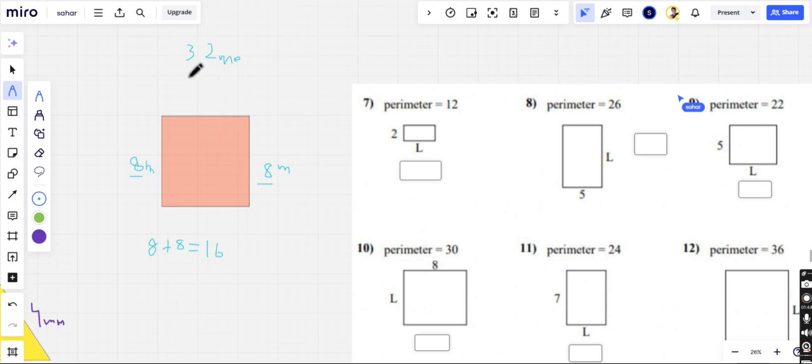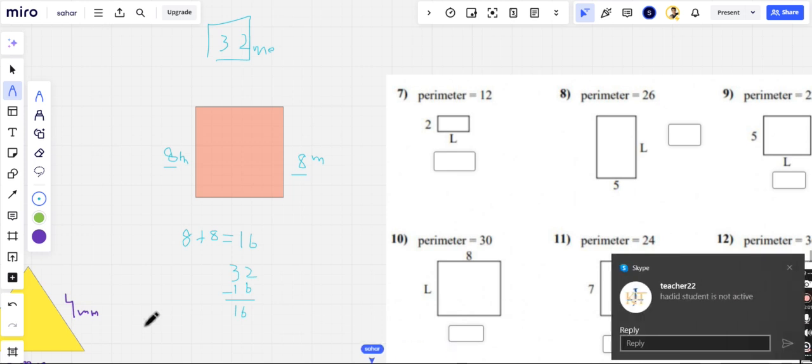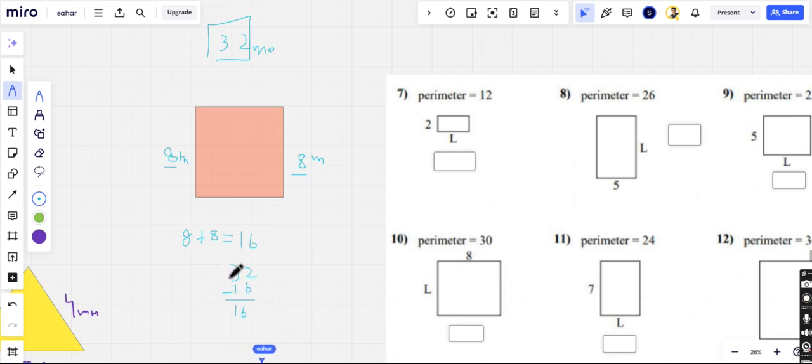Good. Now we subtract from the total, the given perimeter, which is 32. 32 minus 16, we get how much? 32 minus 16. Let me see. 16. Am I right? Yes. Good. So actually you see it clearly, 16 we get for these both sides. So now 16 is the resultant missing length that we get in this shape.